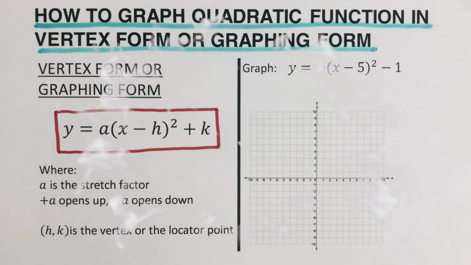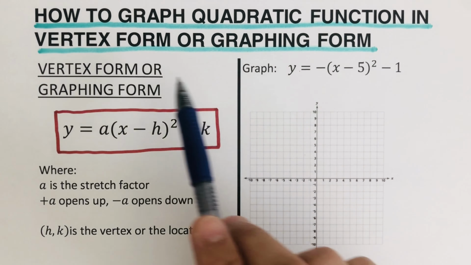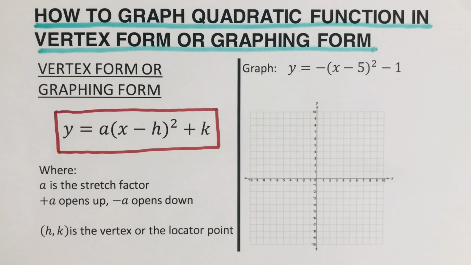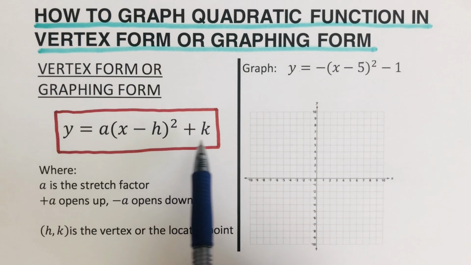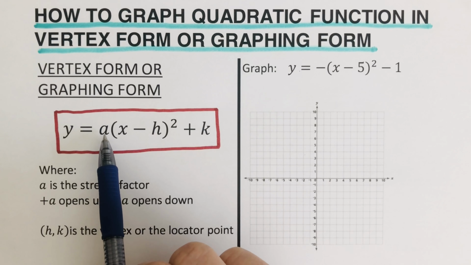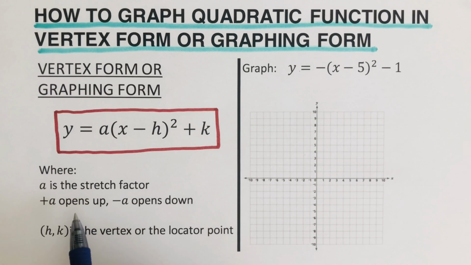Hello everyone. Today we are going to graph a quadratic function in vertex form. The other term for vertex form is graphing form. So this is the equation for the vertex form or graphing form of a quadratic equation: y is equal to a. Our a here is the stretch factor. Our a will also determine if the graph opens up, if it's positive, and it's going to open down if the a is negative.